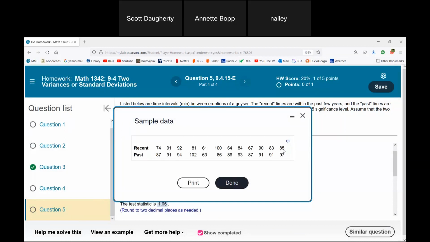And so these are the recent intervals, and then these are the ones from 1995. And I guess they're sampling 1, 2, 3, 4, 5, 6, 7, 8, 9, 10, 11, 12 from the recent currently, and then 12 from the past.